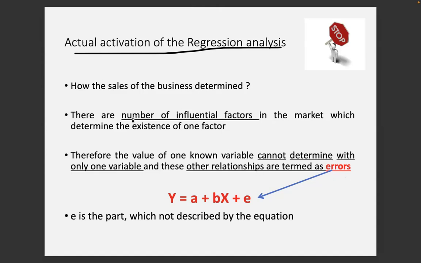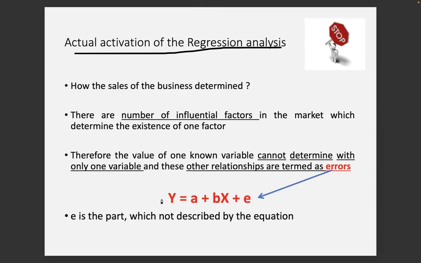So that's why they are saying there are a number of influential factors in the market which determine the existence of one factor. Therefore, the value of one variable cannot be determined with only one variable. It can't be done with one. And these other relationships are termed as errors. So for these other relationships, all the others, we calculate a common value called error and define it as the error term. Other relationships are termed as errors.